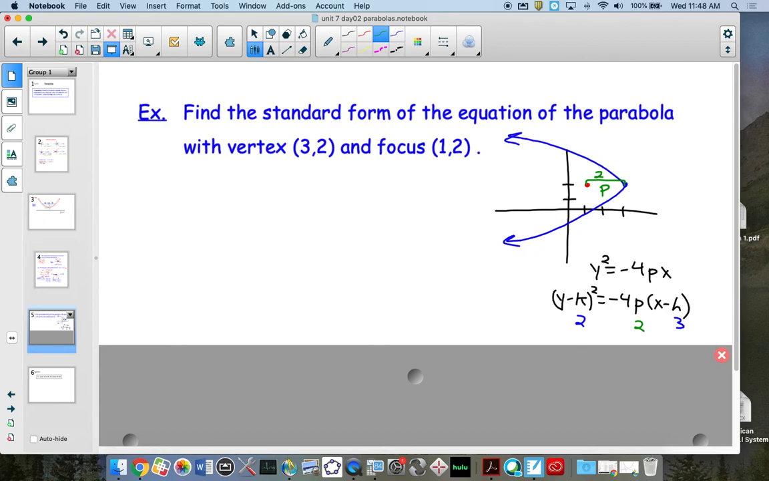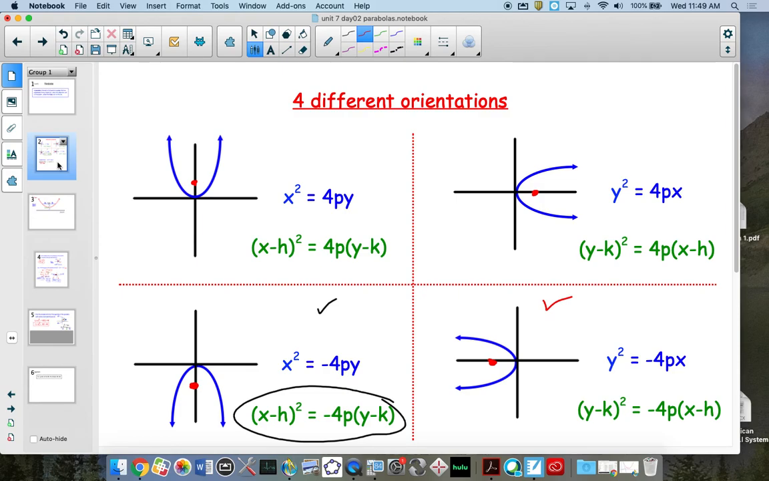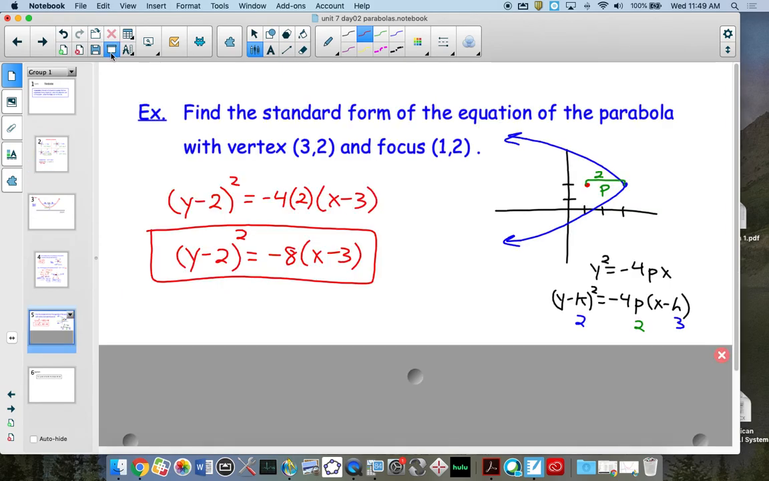So now we can write the answer to our problem. That's going to be (y - 2) squared equals -4 times 2 times (x - 3). So final answer, (y - 2) quantity squared equals -8(x - 3). It takes a little practice, and I have some problems for you in a minute. But once you get the hang of it and you remember what those four different orientations are, then it becomes pretty easy.